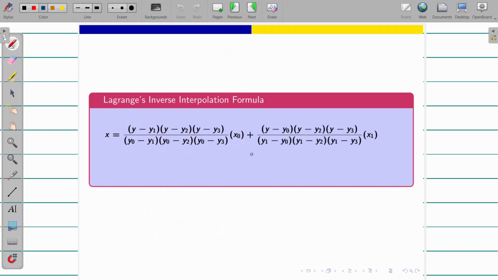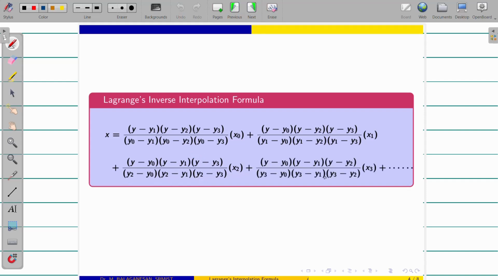Similarly, in the next term, y1 won't be there in the numerator. In the denominator, we are going to replace y by y1. Similarly, in the third term, y2 won't be there. We are going to replace y by y2 here. Apart from that, all the terms are there into x2 plus the next term also. So these are the two formulae we are having in this topic: Lagrange's interpolation formula and Lagrange's inverse interpolation formula.